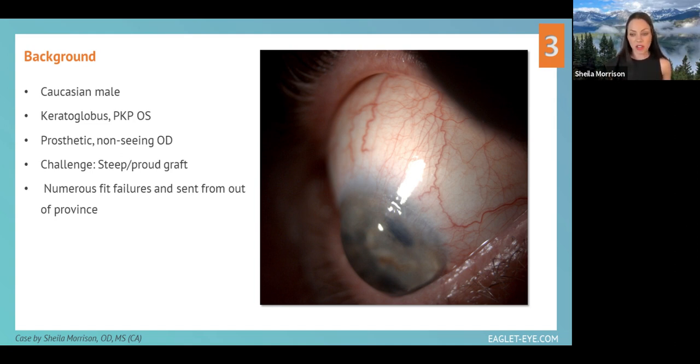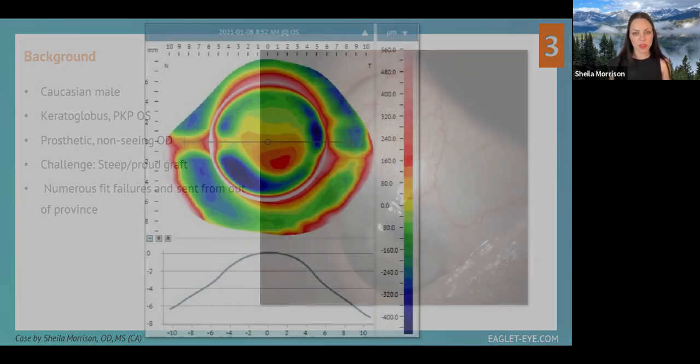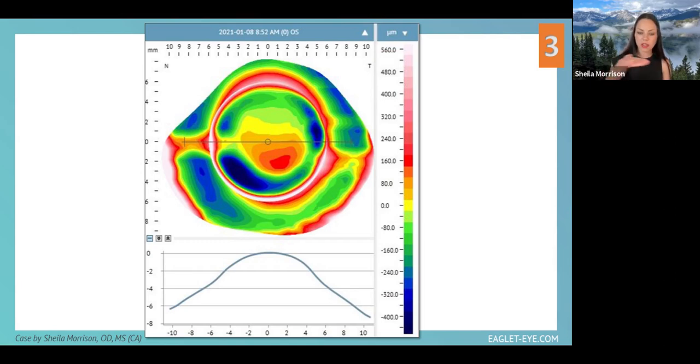Now, this steep proud graft, you can see this eye is just shaped like, how are we ever going to fit anything on it? He had numerous fit failures for, I would say, obvious reasons, a really difficult fit, and was sent from out of province. So we flew him into our practice a couple of months ago. Here's his profilometry, and you can see that steep proud graft shape.